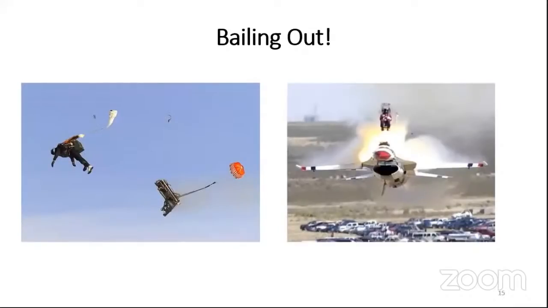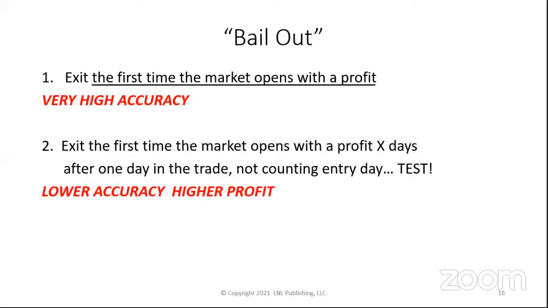What a great picture. That's bailing out. Okay. Those guys in the jet, they pull a plug, woof, away they go. Well, we can do that trading commodities. My bailout for very high accuracy is we're going to exit the first time the market opens with a profit. So our exit technique is exit on the first profitable opening, FPO, I call that. First profitable opening, we're going to get out. That will give you very high accuracy, really high accuracy.